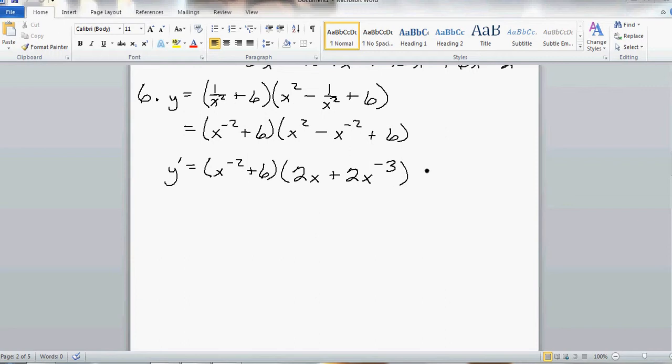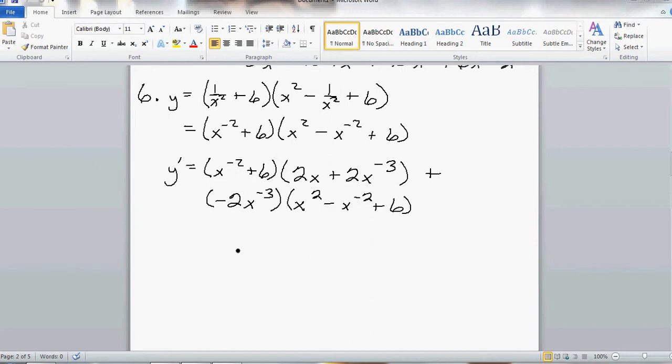So I have that. Then it's plus the derivative of the first. Well, the derivative of this is 1 times negative 2, or negative 2x to the negative third, plus 0. So see, it actually becomes a monomial, so in this case it might actually be a little bit easier, but leave the second one alone now. x squared minus x to the negative 2 plus 6.